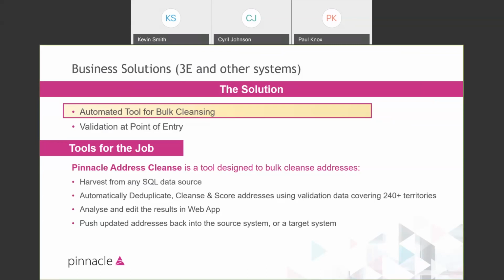The next step of the process is to actually cleanse those addresses. And we do that by validating against an up-to-date data set of addresses covering more than 240 territories. We score those addresses, both the original versions and the cleansed versions, and then we store them back in the same database on-premise. When they're in that form, they're then available for you to analyze and edit using our web app, which I'll show you in just a moment.